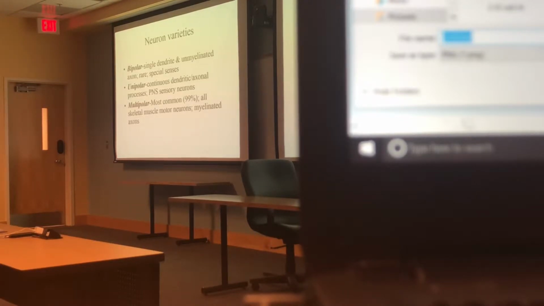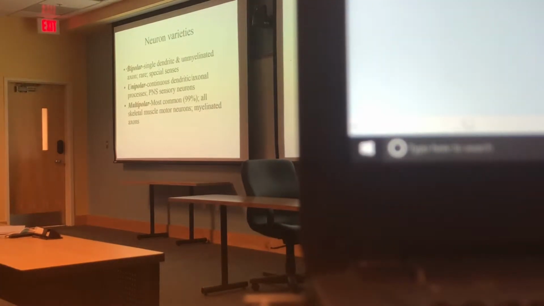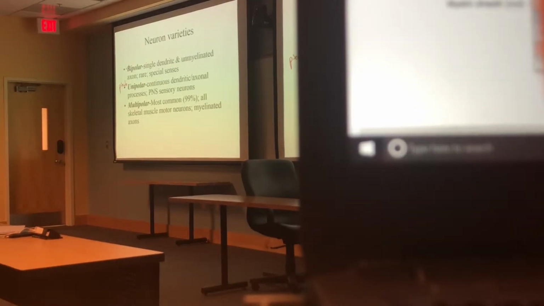Now guys, the neurons vary. You have varieties of neurons in the body. You have the bipolars, and you have the unipolars. Your book calls it either unipolar or pseudo-unipolar. Both terms are interchangeable, so if it's unipolar or pseudo-unipolar, it's describing these kinds of neurons. And then you have the most common, guys. The most common of the neurons are the multipolar. They make up 99% of the neuron population.